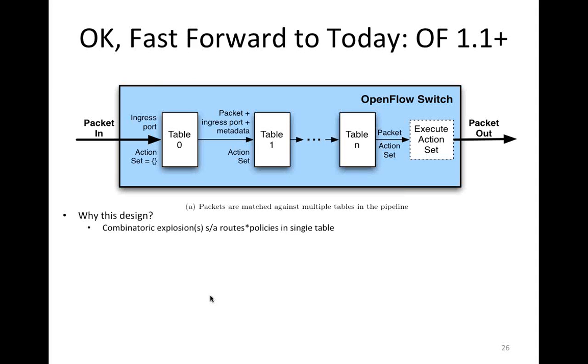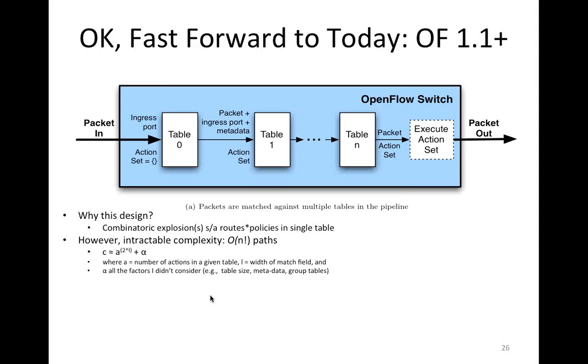If you start looking at it, I mentioned why this design: it's trying to deal with this combinatoric explosion of route times policies in a single table. But it's not tractable. Just look at this from the simplest view. I don't know how many people remember their discrete math from high school or college, but basically, how many ways to choose the first table if there's n tables? Well, there's n. How many ways to choose the next one? Well, n minus 1. So eventually, there's n factorial combinations of tables. And there's 256 possible tables because there are 8 bits to describe a table. So 256 factorial is kind of a big number.